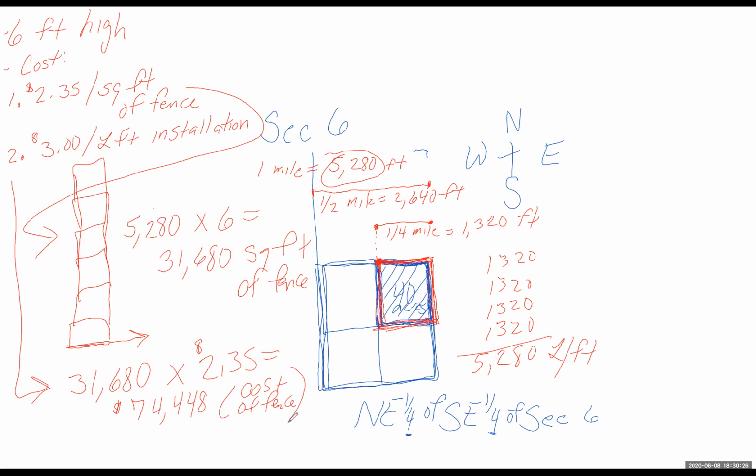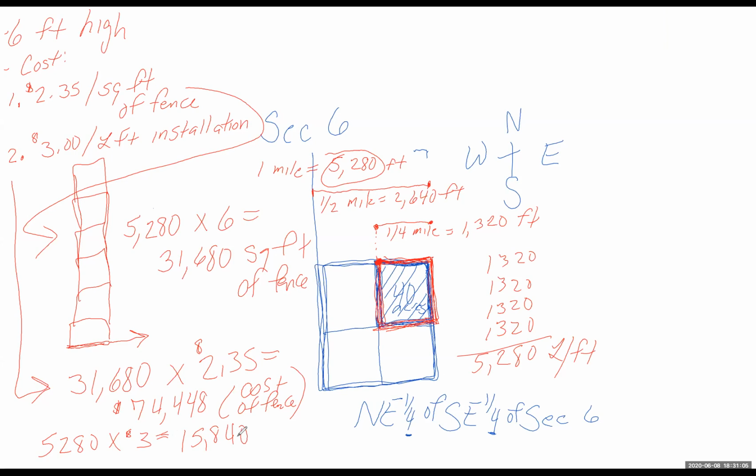$74,000, 75 grand. But remember, this is 40 acres. If you own 40 acres of big land like this, you don't care about 75 grand if you really want to put a fence around it. But that's what it is, $75,000 for the fence. And then for installation is going to be what? 5,280 again, times $3 per linear foot. What does that come out to be? 15,840.